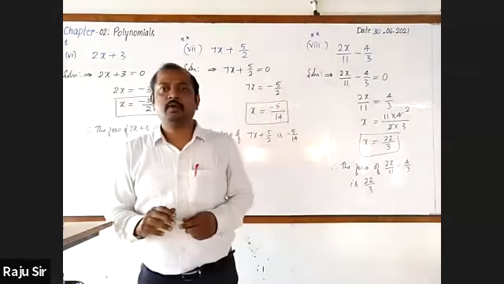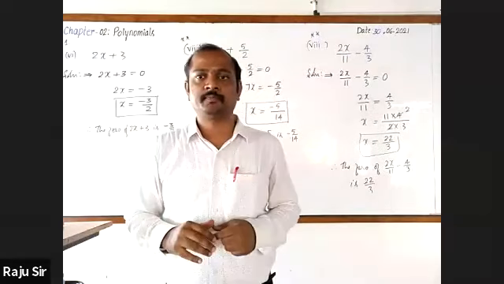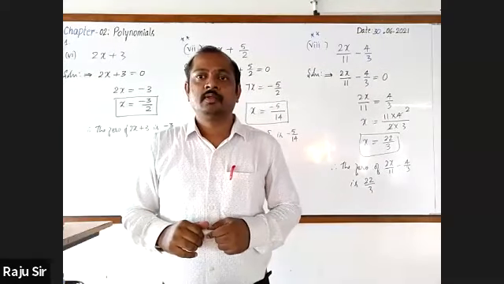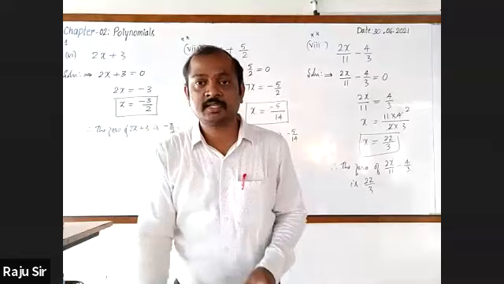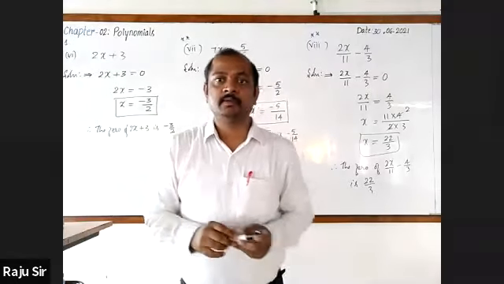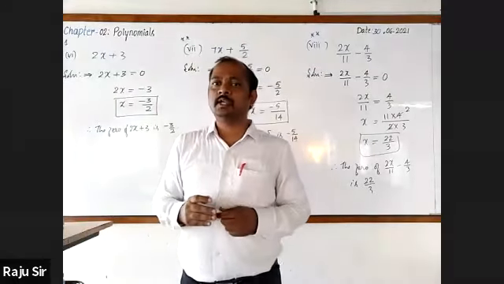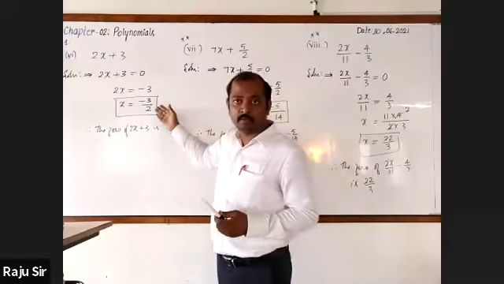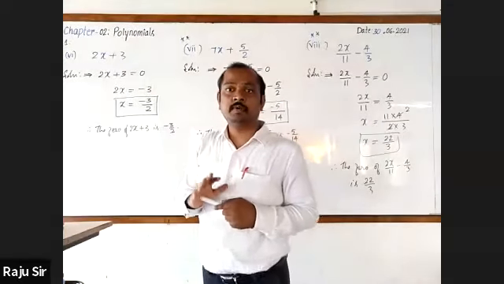Now, first main, all the types of problems are over. Now we are moving to the second main. In the second main, we will go for checking whether the given numbers are the zero of the given polynomial.